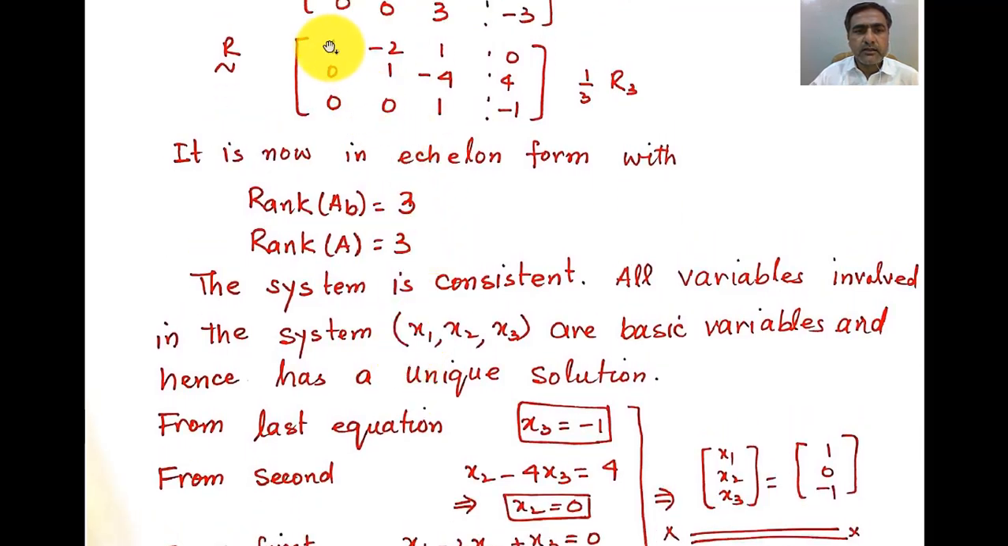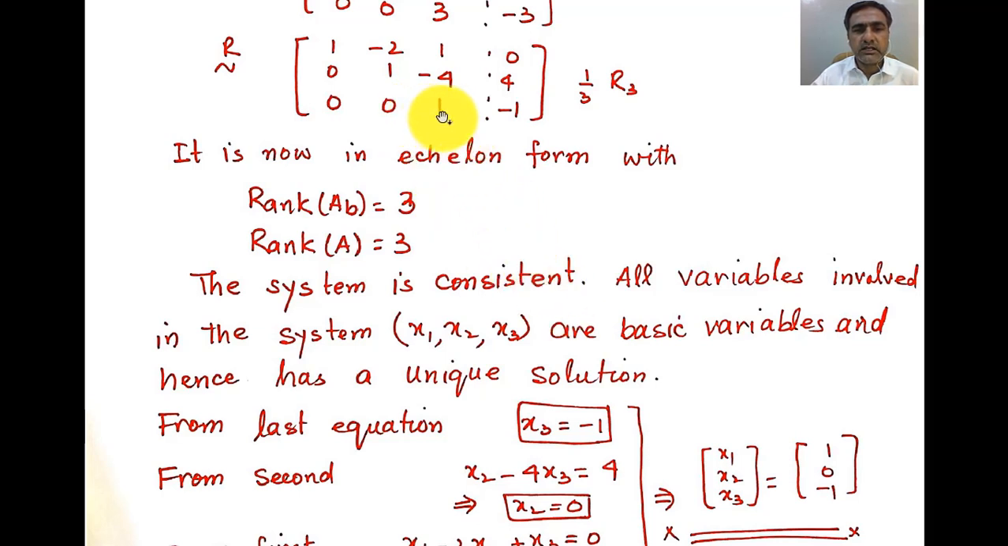And now I note down the pivot positions. This is a pivot entry, this is a pivot entry, and this is a pivot entry. This corresponds to x1, this to x2, and this one to x3. And hence all the variables are basic variables. And once all the variables are basic variables, the system has a unique solution.